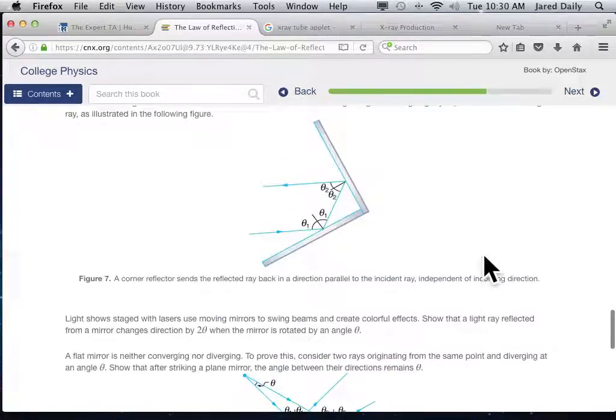Of course, the law of reflection can be compounded. So you can hit one mirror, bounce off, and hit another mirror. And hit another mirror, another mirror. But the law of reflection is always true. Angle of incidence equals angle of reflection every time.